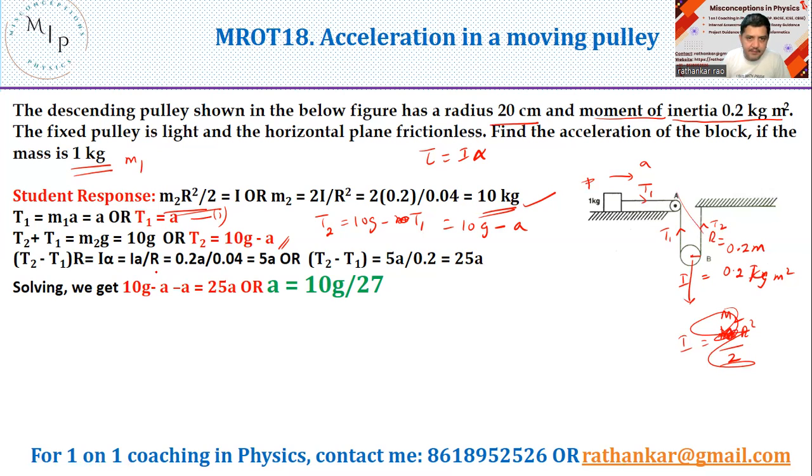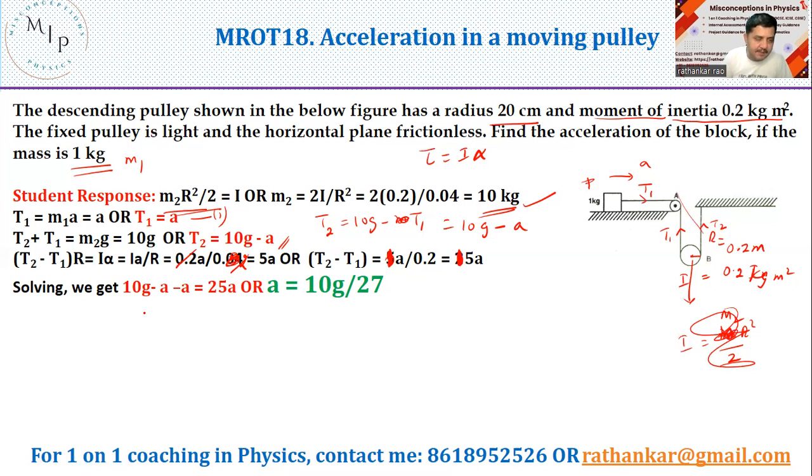I made a mistake somewhere over here. This R, what's the value of R? R is 20 centimeter. I should have given this as 0.2 once again. If I make it 0.2, then 0.2 and 0.2 go away, so you're left only with R. So T2 minus T1 should be equal to A. I'm sorry, I made a mistake. T2 minus T1 should be equal to A divided by 0.2, which is just 5A. This should be 5A.